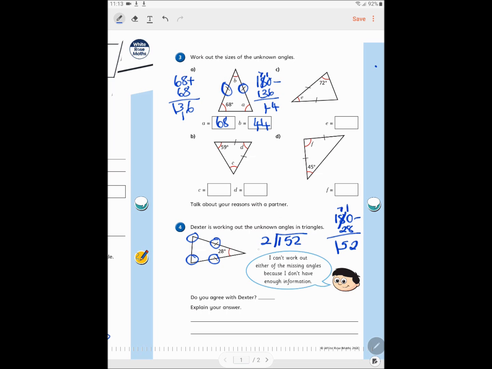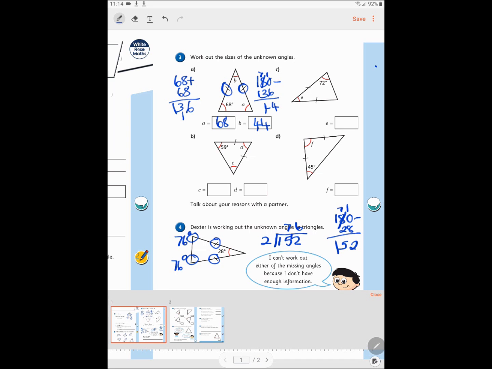So 2 into 1 doesn't go. 2 into 15 goes 7 times with 1 left over. 2 into 12 goes 6 times. So each of these angles here is 76 degrees. So actually he did have enough information to be able to solve that problem.